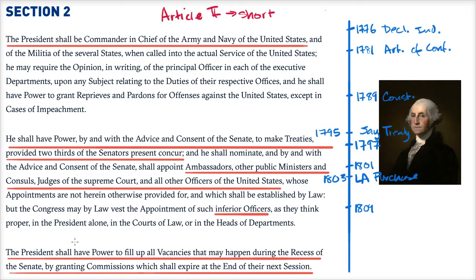And because the framers knew that Washington was going to be the first president, he takes office in 1789, right when the Constitution is ratified. They trusted him to establish these precedents, which have been followed to this day.